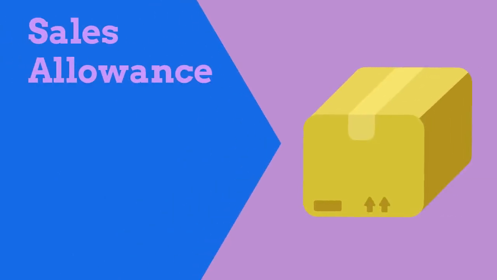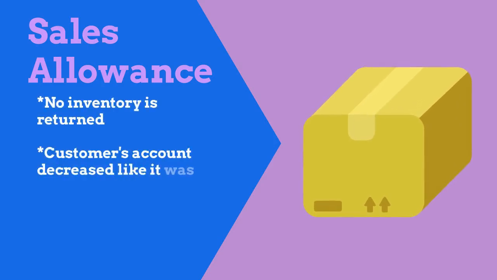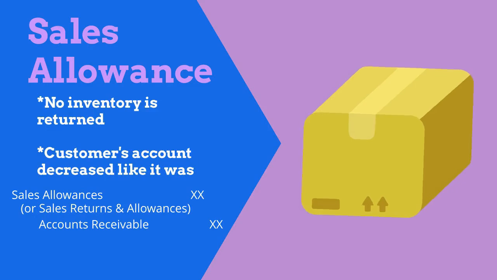What if a customer wants to return something, but we don't necessarily want it back? Maybe the items were sold and shipped but arrived damaged, or maybe the items were not the correct items. The store can give the customer an allowance instead of requiring the customer to return the items. No inventory is returned to the store, but the customer's account is decreased as if it were returned. The sales amount of the items is debited to sales allowances and credited to accounts receivable. Companies may choose to use only one account for both sales returns and sales allowances, called sales returns and allowances.